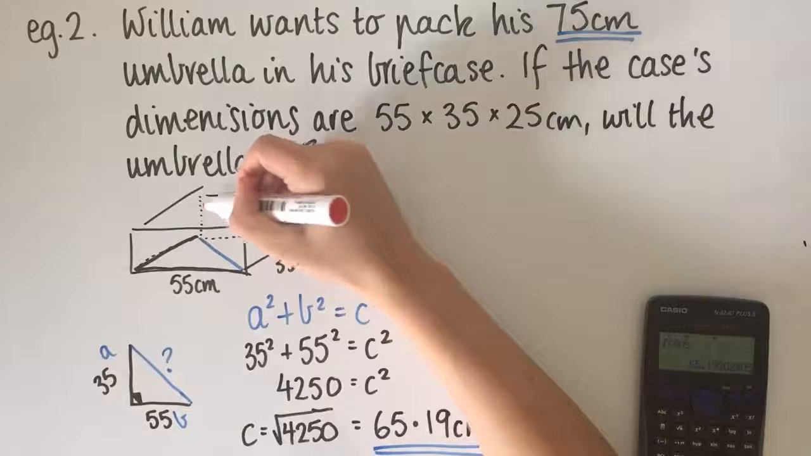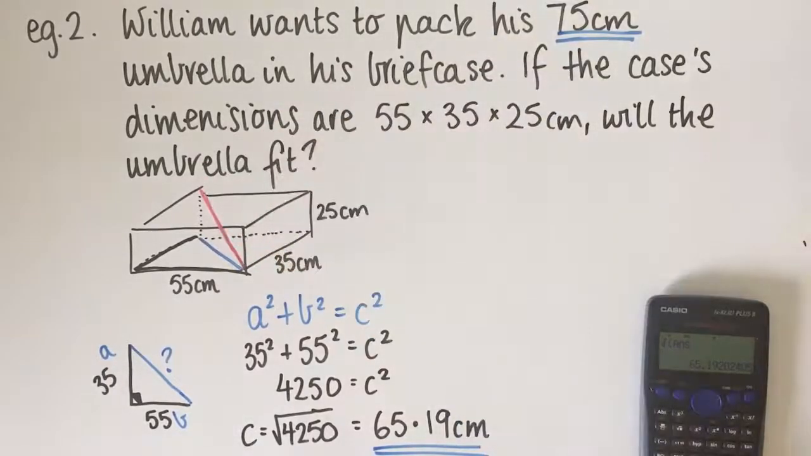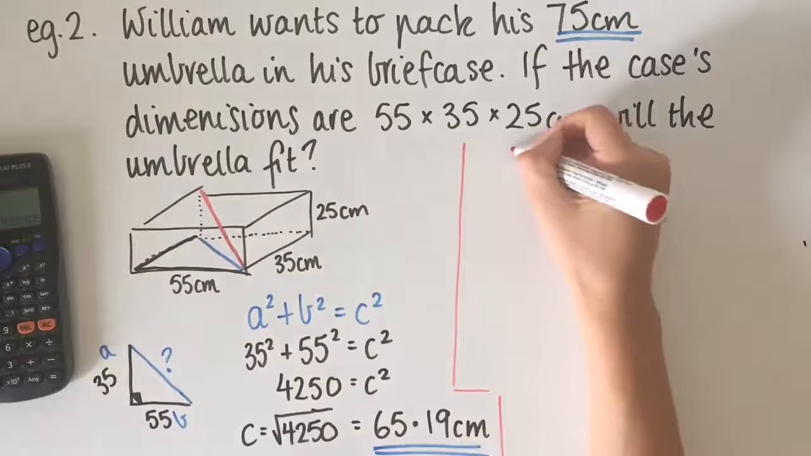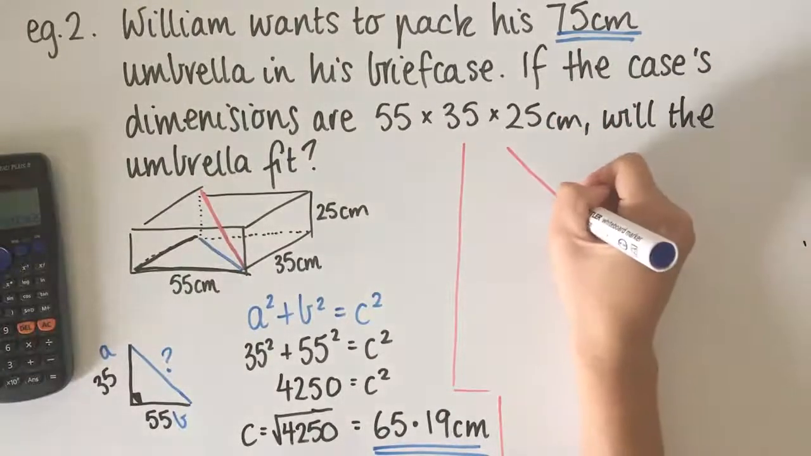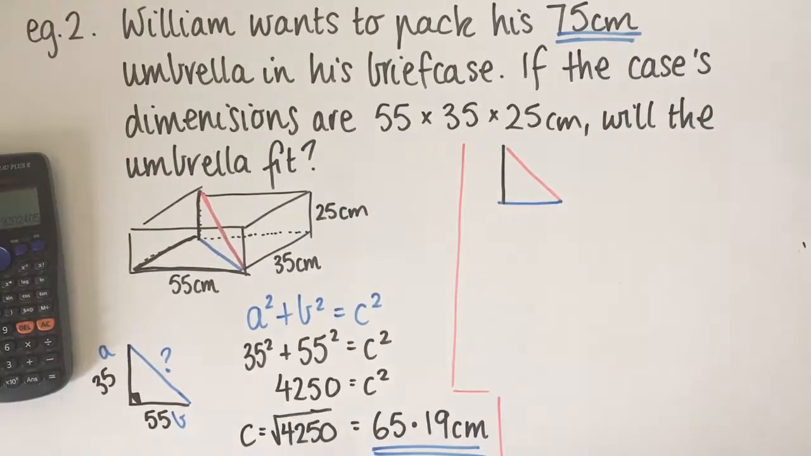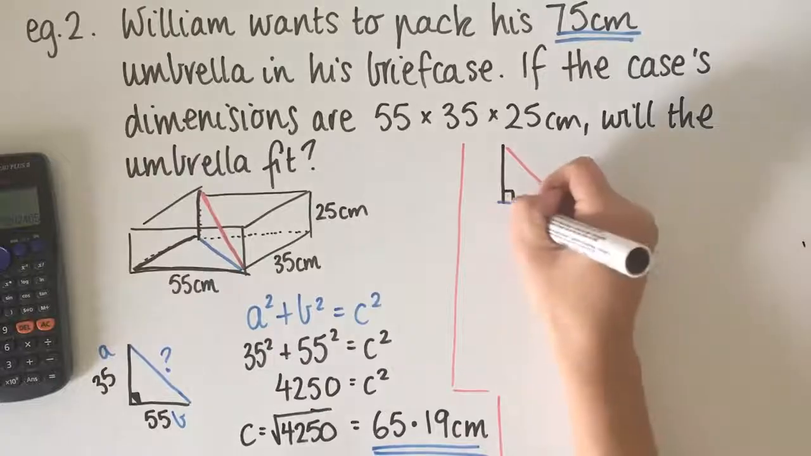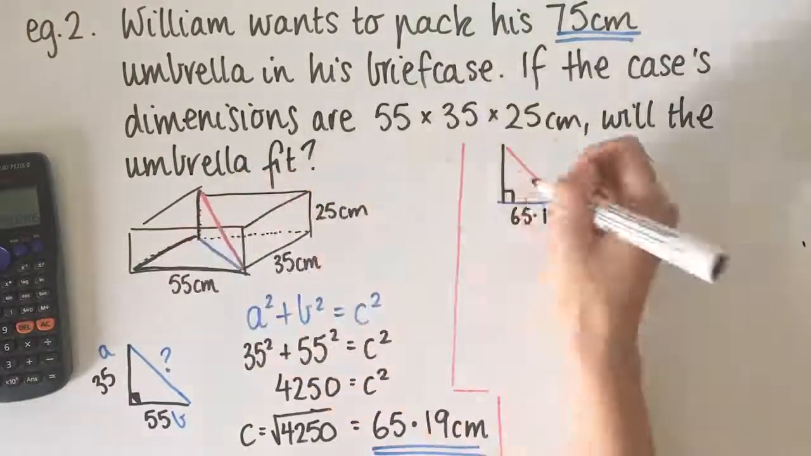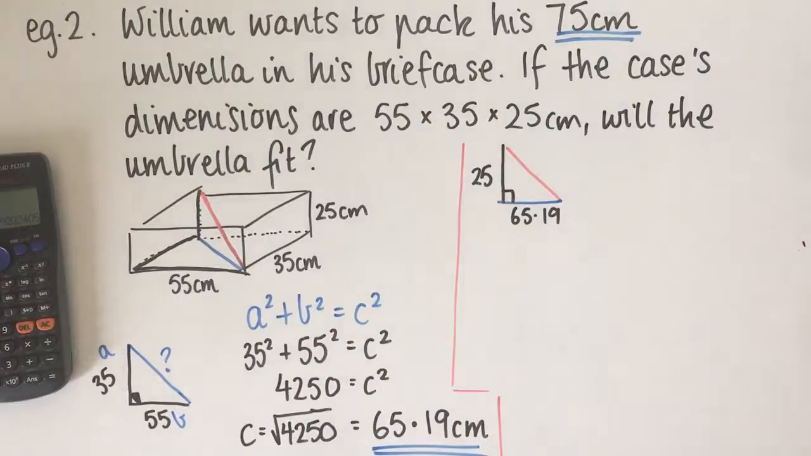So the next thing I'm going to do is try and figure out what this measurement is here. Okay, so I'm just going to draw a line around that. To try and work that out, I've got a blue, I've got a red, I've got a blue, and then I'm just going to keep this black, this one here. That's what I've got there. I'm going to put in my right angle, and I'm going to put in the measurements that I know. So I know now that this is 65.19 because that blue measurement is this measurement down here. And I can see that the black measurement is going to be 25. And so what I'm trying to find is this red one here. And hopefully it will be more than 75 centimeters, so the umbrella will fit.